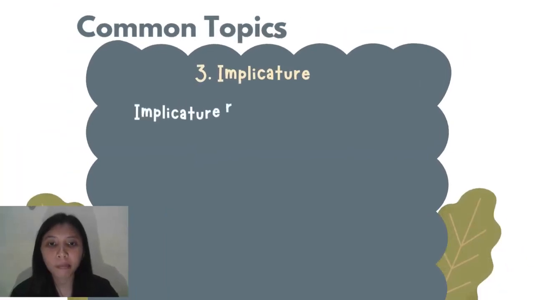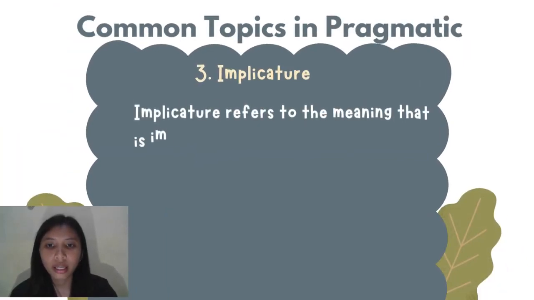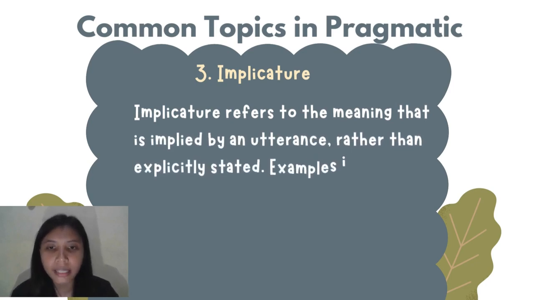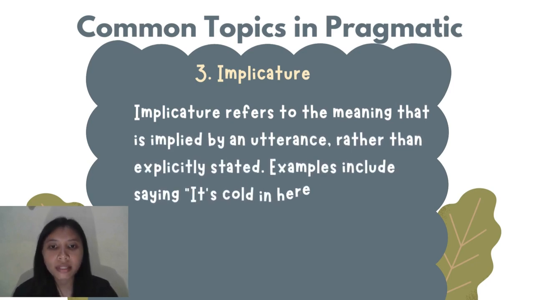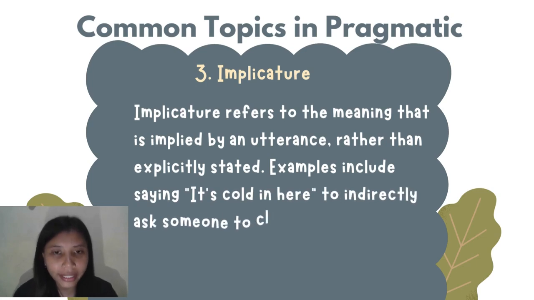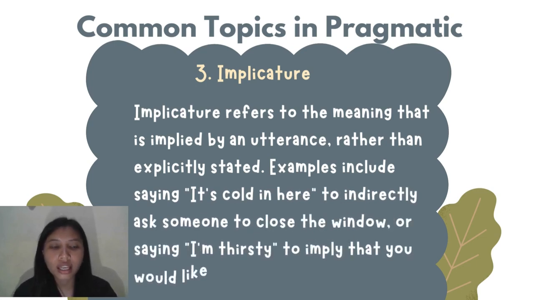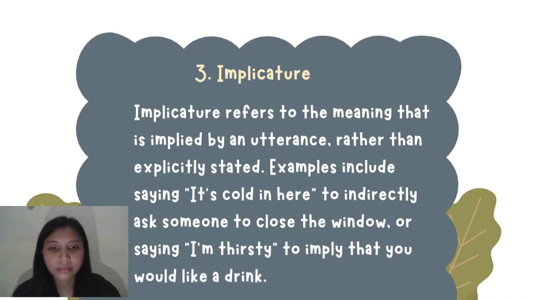The third topic in pragmatics is implication. Implication refers to the meaning that is implied by an utterance rather than explicitly stated. Examples include saying, "It's cold in here," to indirectly ask someone to close the window, or saying, "I'm thirsty," to imply that you would like a drink.